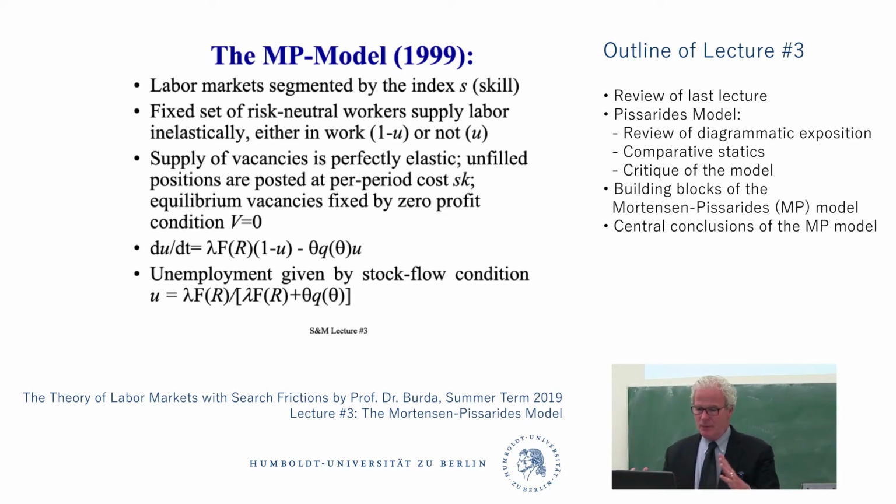Okay, so we have a fixed mass of workers that can either be unemployed or in work, and if they're out of work, they're searching. So you can't opt out in this model. If you're not searching, you're working. So employment is equal to 1 minus U.